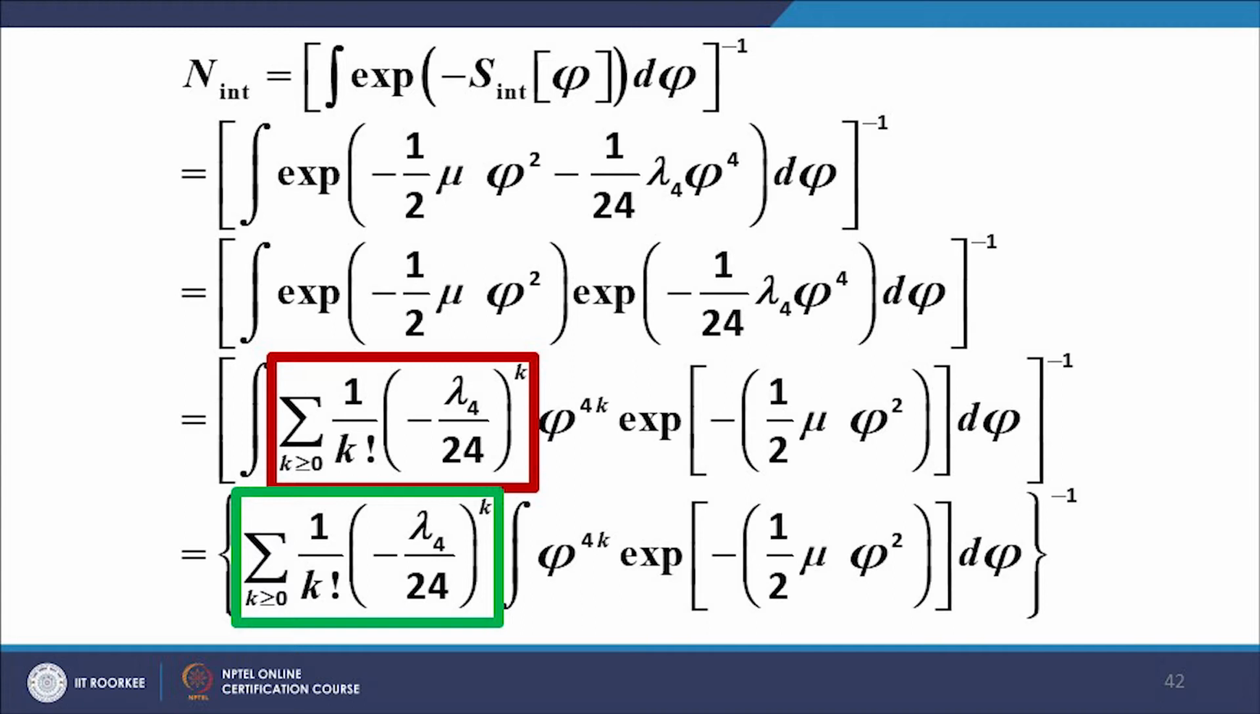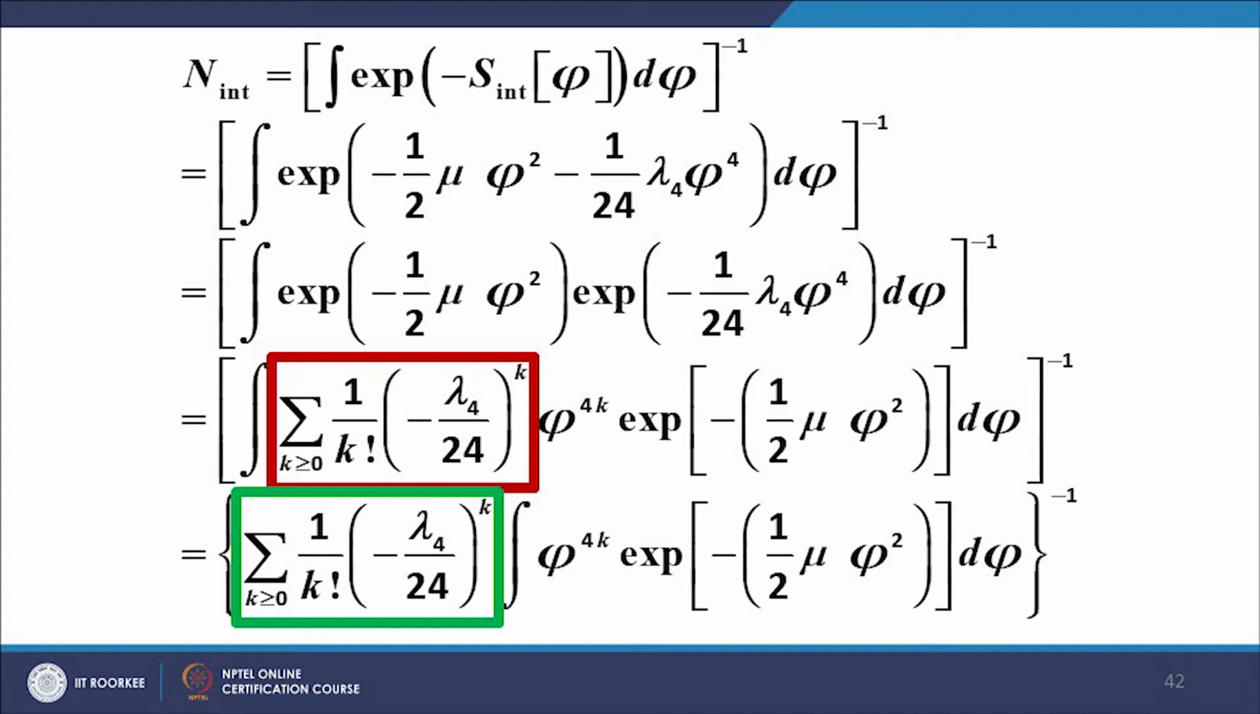As an exponential series, this term, minus 1 upon 4 factorial lambda phi to the power 4, was expanded to get the expression in the red box. And then we did a gimmick. What we did was we flipped the integral sign with the summation sign. In other words, we took the summation outside and brought the integral inside of the summation.